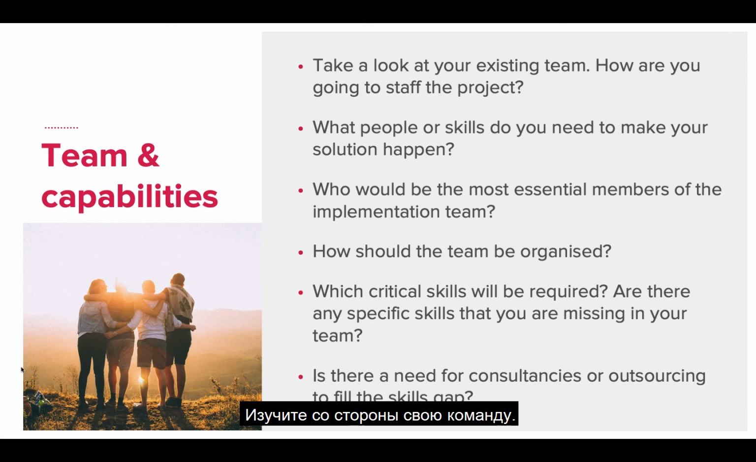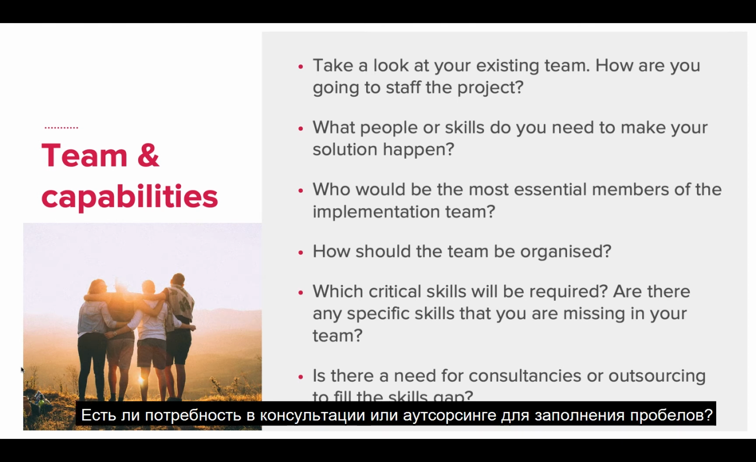Take a look at your existing team. How are you going to staff the project? What people or skills do you need to make your solution happen? Who would be the most essential members of the implementation team? How should the team be organized? Which critical skills will be required? And are there any specific skills that you are missing in your team? Or is there a need for consultancies or outsourcing to fill the skills gap?